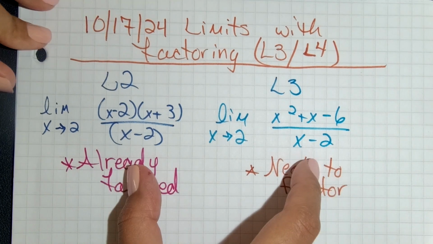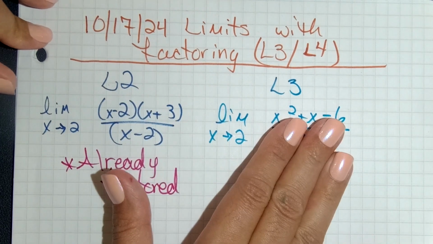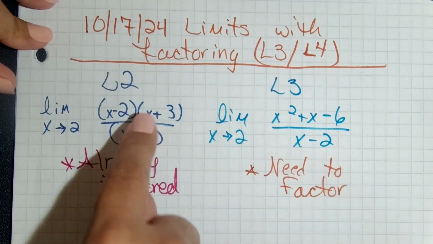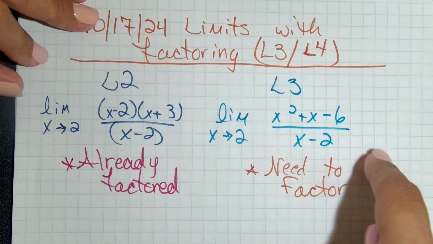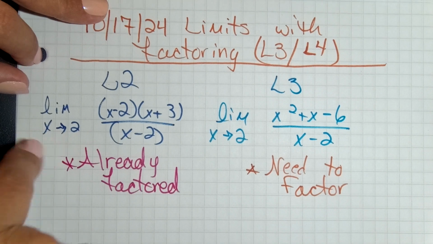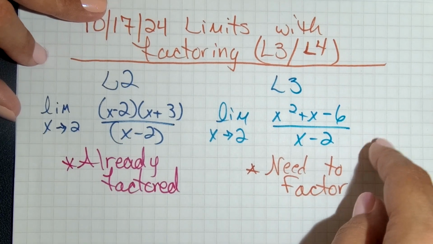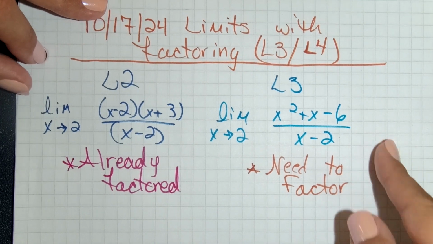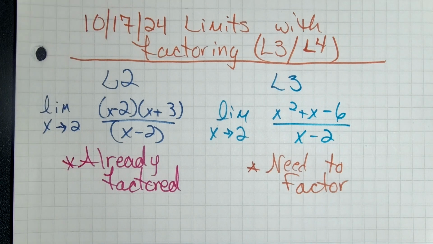So that is the difference between level 2 and level 3. Factored, unfactored. Your goal for level 3 is to get to level 2, meaning that you're going to break down the level 3 problem to look like a level 2 problem. I'll say it again. Your goal for level 3 is to break down the level 3 problem to look like a level 2 problem. Questions on that?